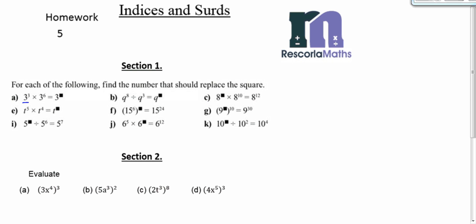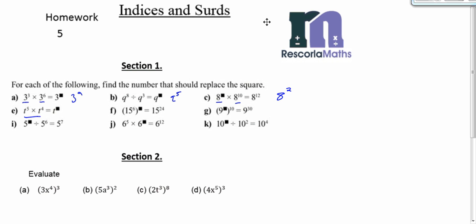So the first one, 3 to the power of 3 times 3 to the power of 6, you're going to add the powers. So that's going to be 3 to the power of 9. Question B, q to the power of 8 divided by q to the power of 3. You subtract the powers, so that's going to be q to the power of 5. Okay, so 8 to the power of something times by 8 to the power of 10 is 8 to the power of 12. So therefore, what do you add on to 10 to get 12? That's going to be 8 to the power of 2.